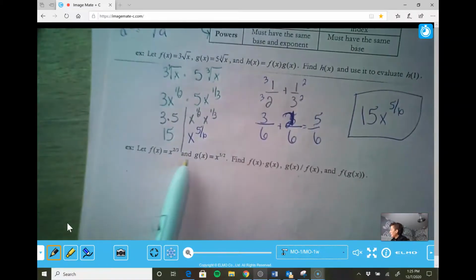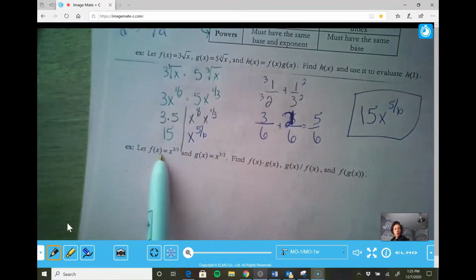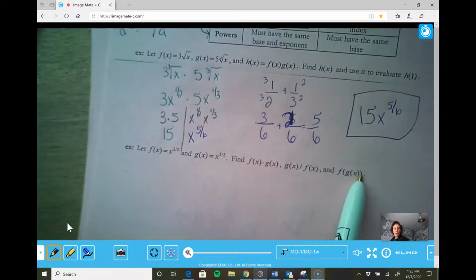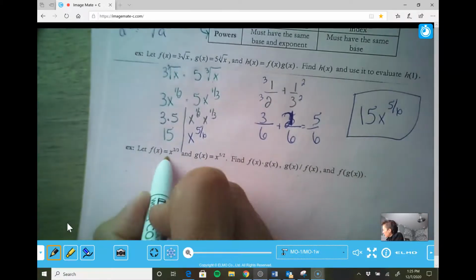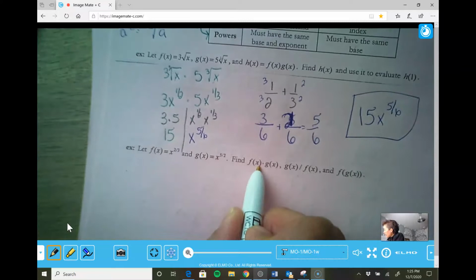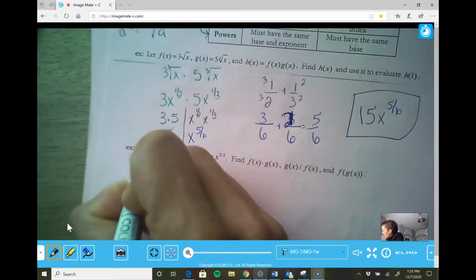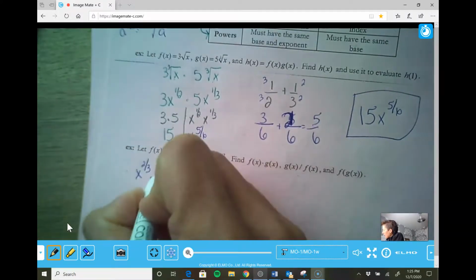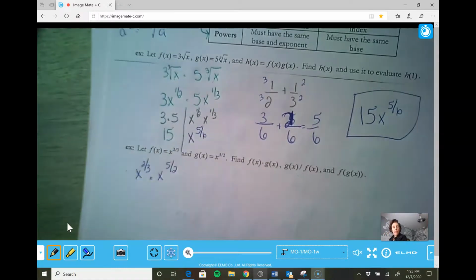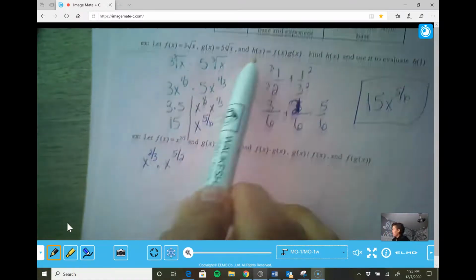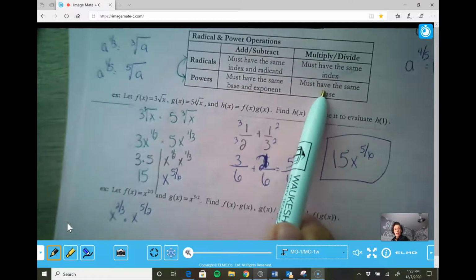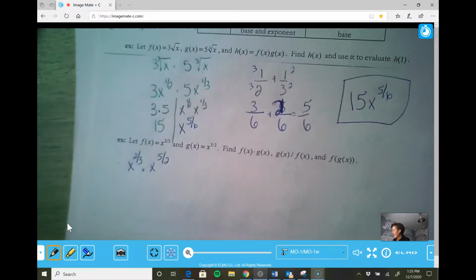All right, let's take a look at it. And this time we're going to multiply, we're going to divide, and we're going to do a composite. So starting with this, we're going to multiply these two. So x to the 2/3 times x to the 5/2. So just like the warm-up, same base. I can multiply these if they have the same base. So I just have to add the exponents.